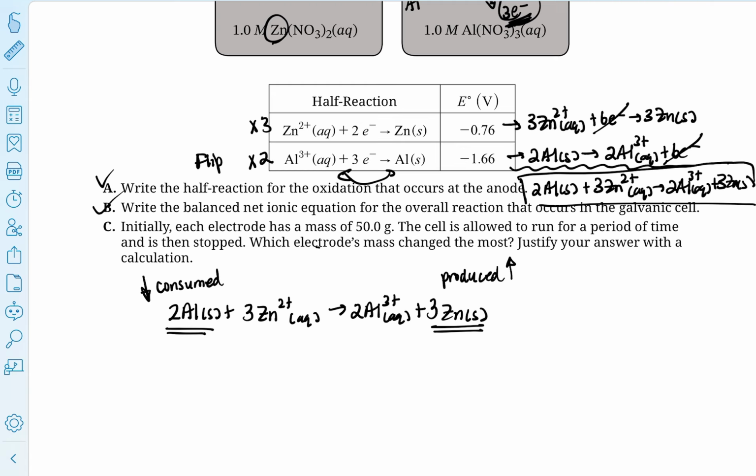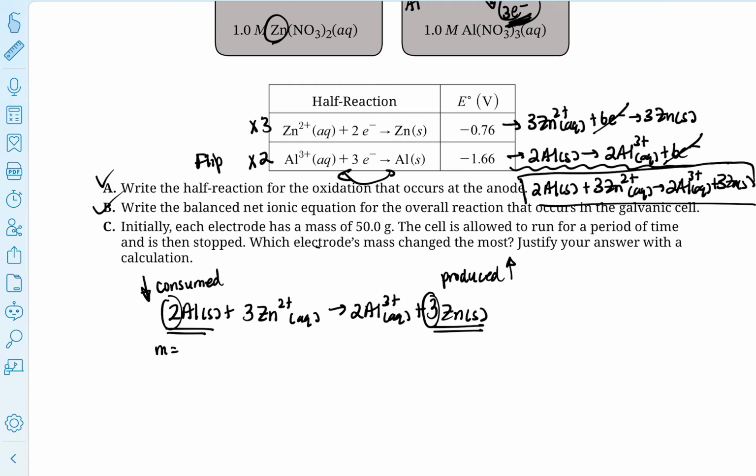So, okay, that's fine, but if I actually look at the mole ratio, I can tell that the zinc is probably going to change more, because for every 3 moles of zinc produced, 2 moles of aluminum are consumed. So in other words, there's a greater mole ratio for my zinc product. So let's follow it up with an equation or a sample calculation.